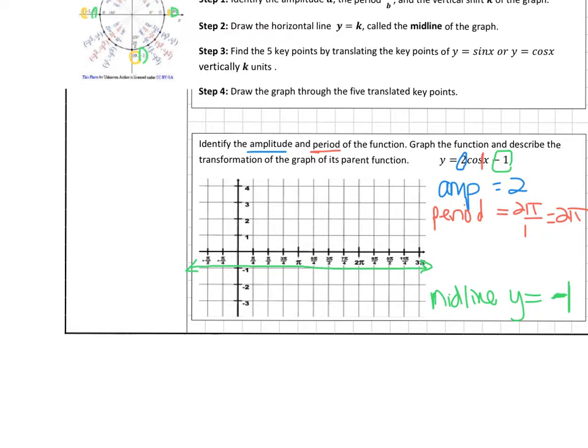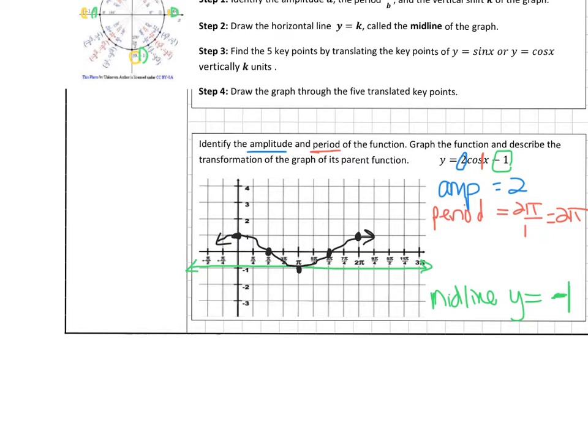And then we always start with our parent function, which is the cosine of x. And so we just graphed that up above. And the cosine starts up at 1, and then goes to 0, and then down to -1, back to 0, and then finishes at 1. So that's our cosine parent function, and it continues. I mean, it cycles over and over and over, but we're just doing one cycle.